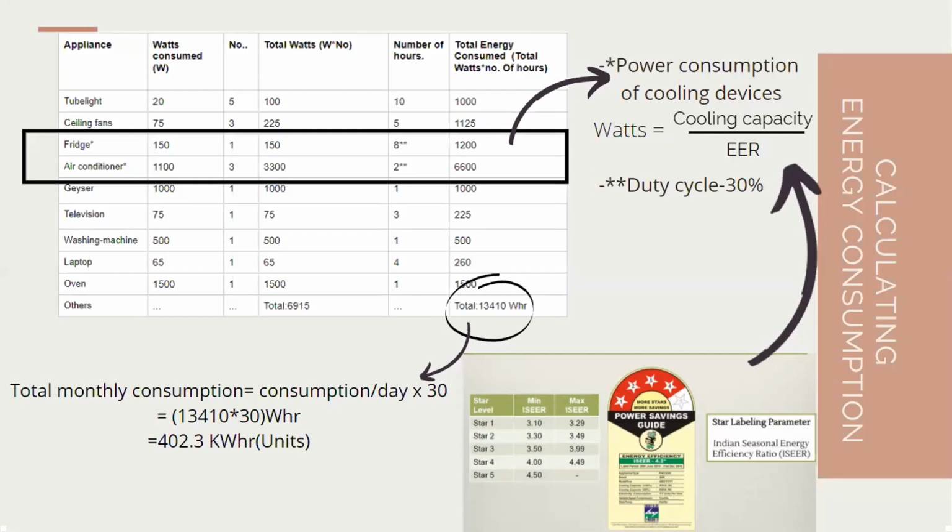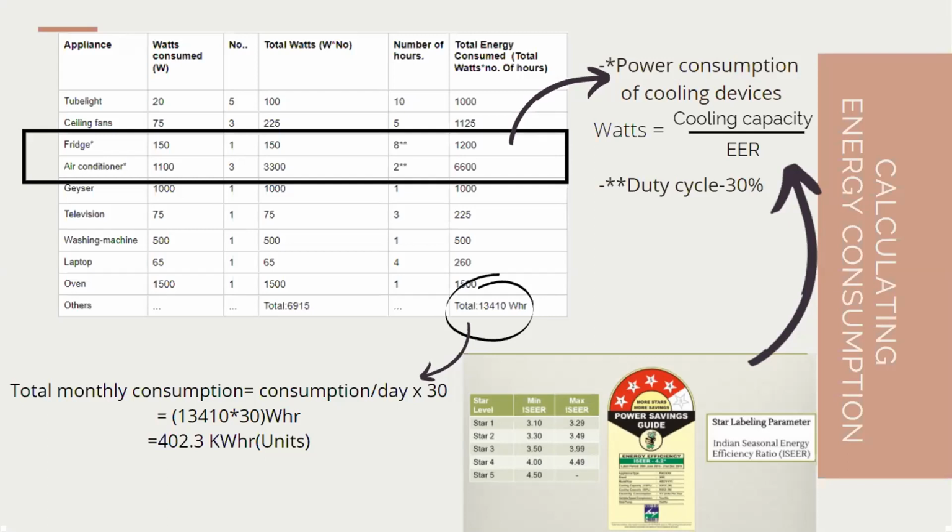For example, 30% as in out of 24 hours, only 30% of it will be used up to compress the heat. And thus out of 24 hours, it adds up to 8 hours of usage, which gives us about 1200 watt hours of consumption. Now, since we got a daily consumption of 13.4 kilowatt hour, a monthly consumption becomes 402 kilowatt hour, which is significantly higher than our 90 kilowatt hour average.